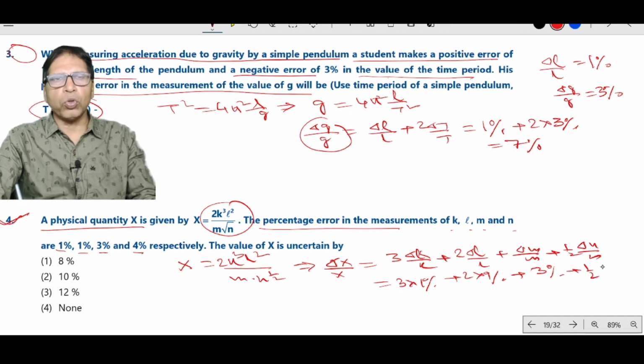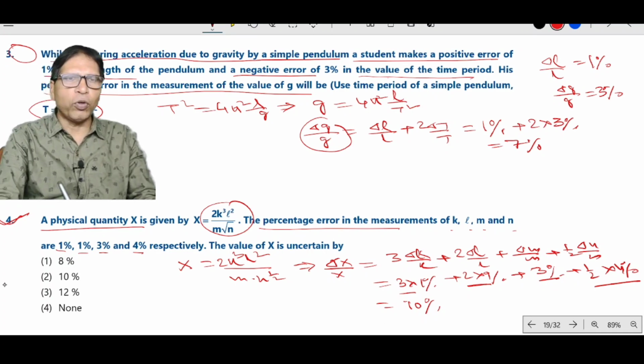Plus half into this is the 4%. Okay, so look at this. This is the 3% plus 2%, 5%, 5% plus 3%, 8%, 8% plus 2%. This is the 10%. Okay, understood? 3% plus 2%, 5%, 5% plus 3%, 8% plus 2%, 10%. Look at this. Option 2 is correct.